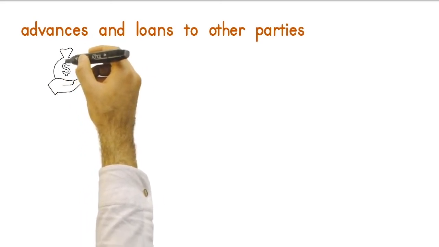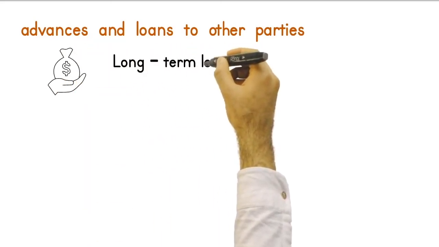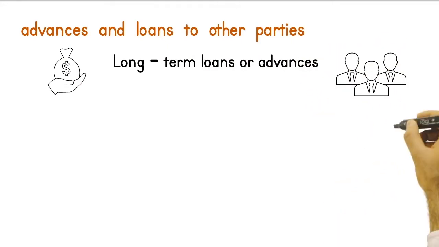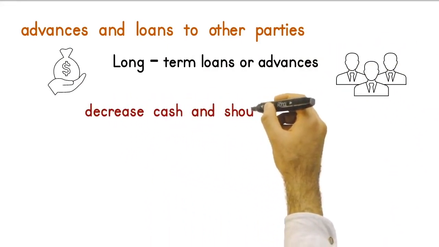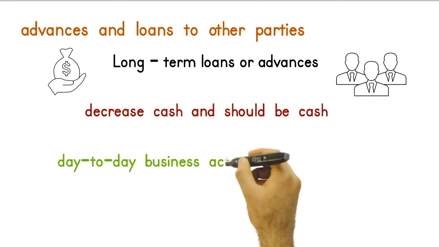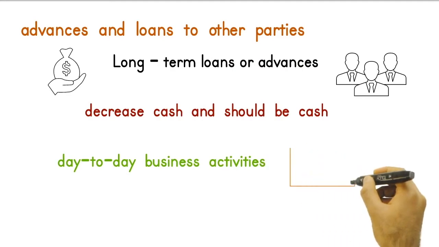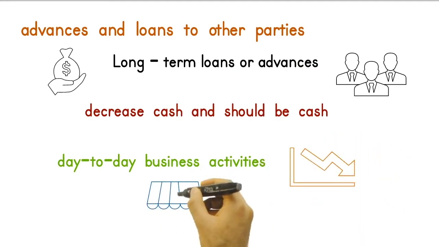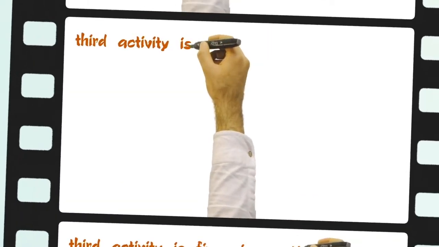Also, we need to consider any advances and loans to other parties. If a company gives long-term loans, or advances to its related parties or staff, it will decrease cash and should be cash out. But be careful, if these activities are part of your day-to-day business activities, you should show them under operating activities. Exactly what is happening in financial institutions, for example the banking industry. The last section is financing activities.